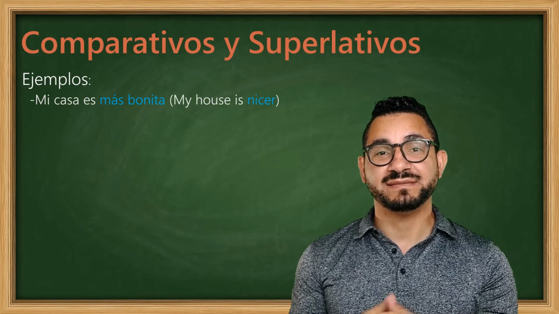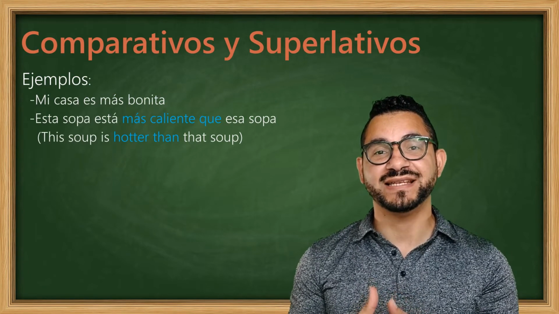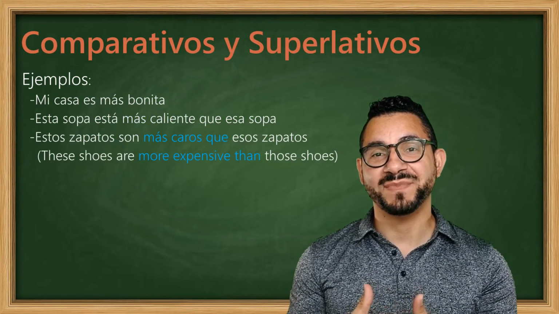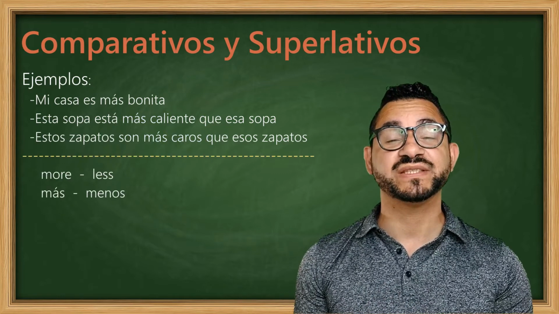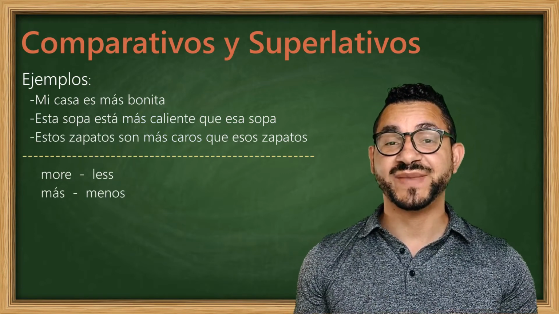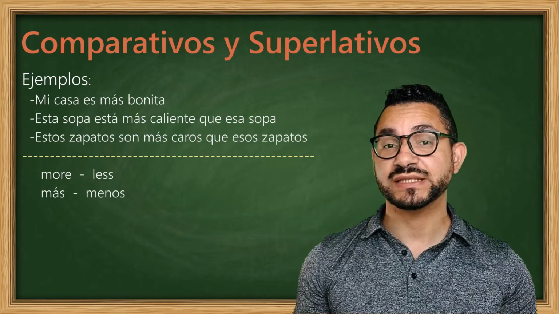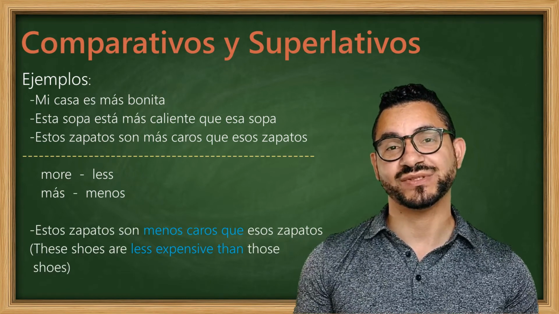Mi casa es más bonita. Esta sopa está más caliente que esa sopa. Estos zapatos son más caros que esos zapatos. The opposite of more is less. And in Spanish, the opposite of más is menos. So you can say, estos zapatos son menos caros que esos zapatos.